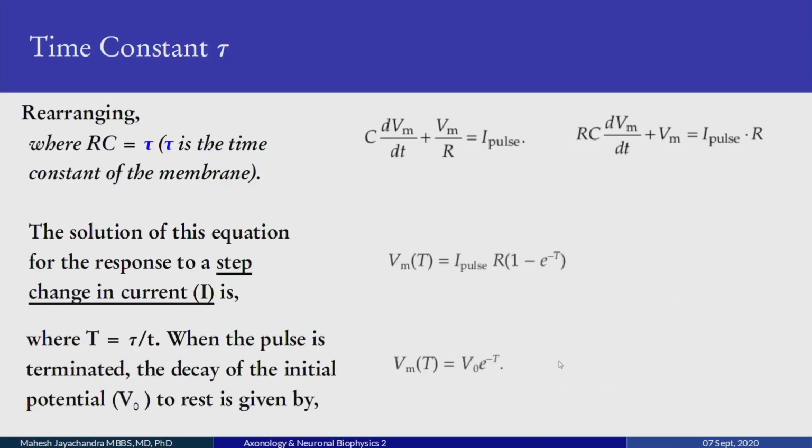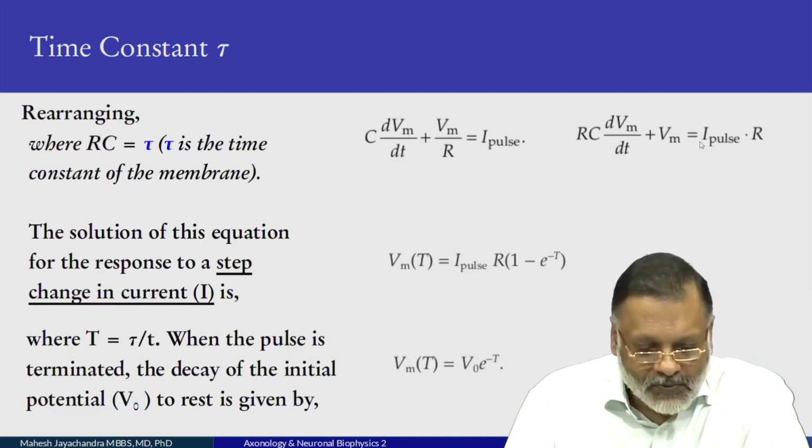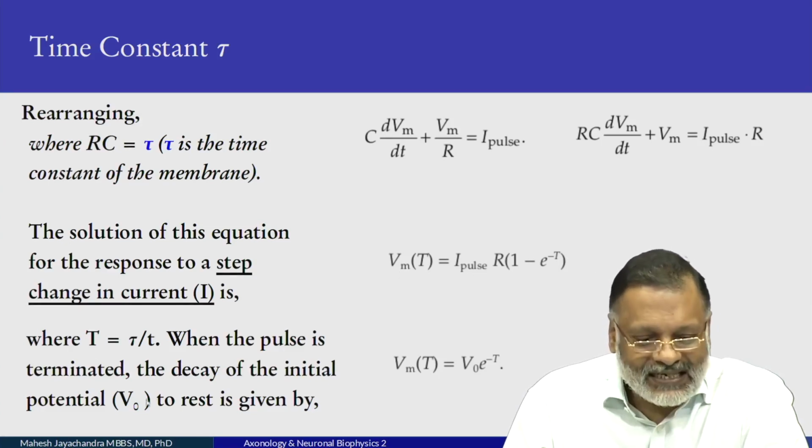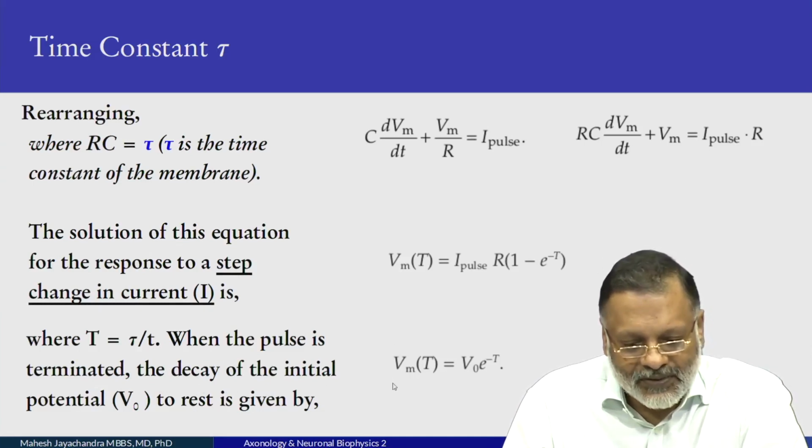So if we rearrange this and we substitute Rc equal to tau, which is the time constant of the membrane, we get this. The solution for this equation for response to a step current change in potential is given by this equation, where t is equal to time divided by tau. When the pulse is terminated, the decay of the initial potential to rest is given by this equation. So it comes back to baseline, and again you see e to the power of minus t. Okay.